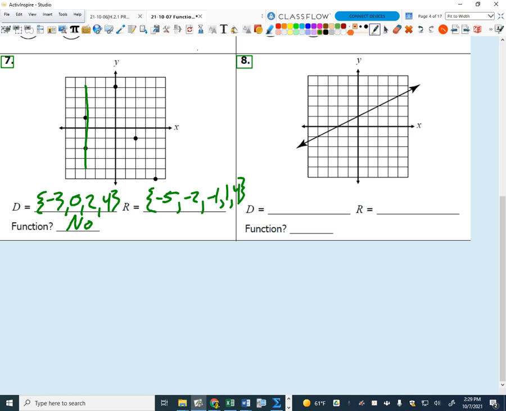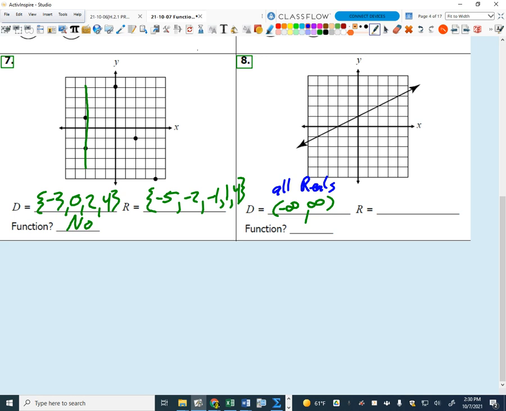Okay, so if I want to use interval notation, I could write it like what? Okay, good. Negative infinity to infinity. That's our way of saying all reals, right? Using interval notation. Okay, what about the range?